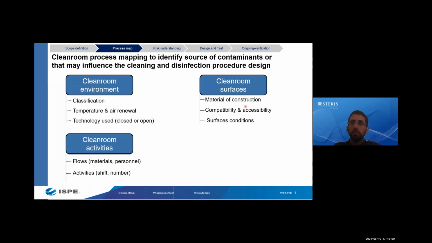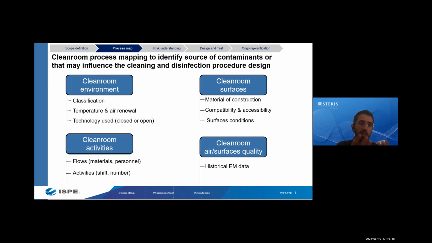The clean room surfaces, so the material of construction, compatibility, accessibility, and surface condition, all need to be taken into account when you are defining. And then of course, your air or surface quality based on historical EM data, which will drive the frequency, but also the type of disinfecting agent to be used. When I say disinfecting agent, that means disinfectant and/or a sporicide. When I say disinfectant, that means a broad spectrum disinfectant that is only capable of killing vegetative microorganisms. Sporicide, we understand, is capable of killing all types of microorganisms and spore-forming microorganisms.